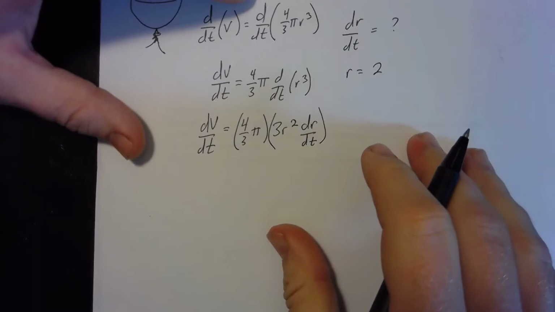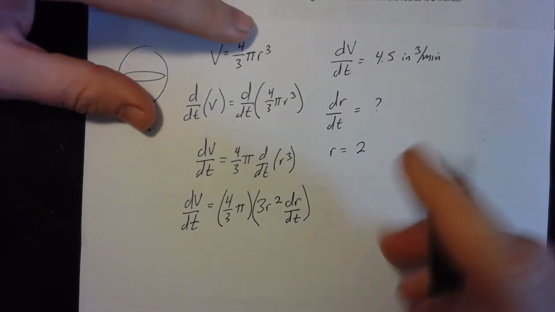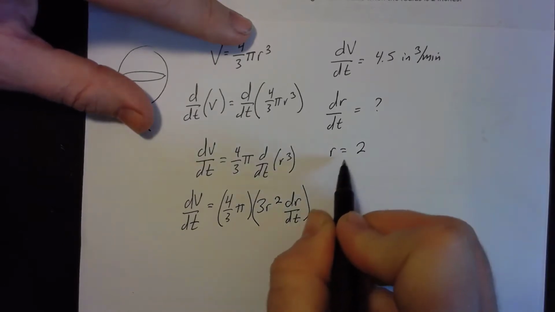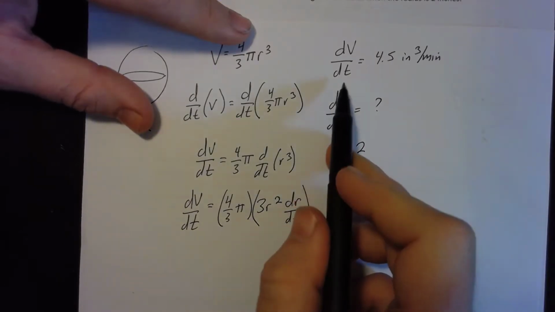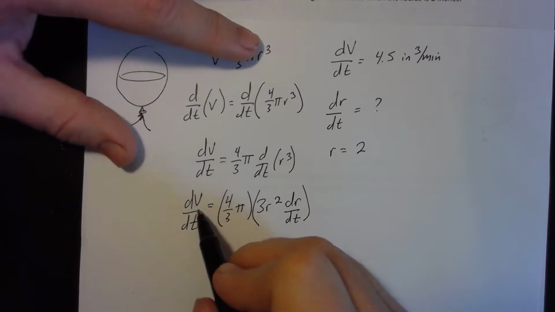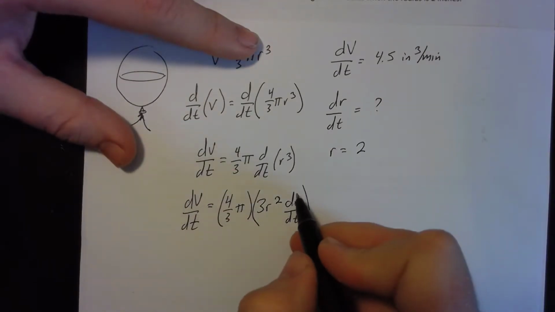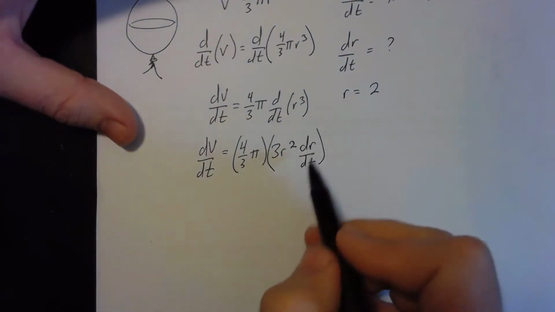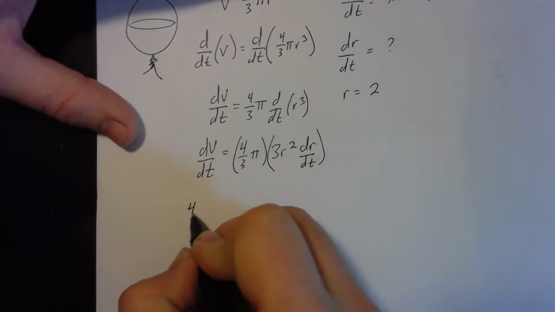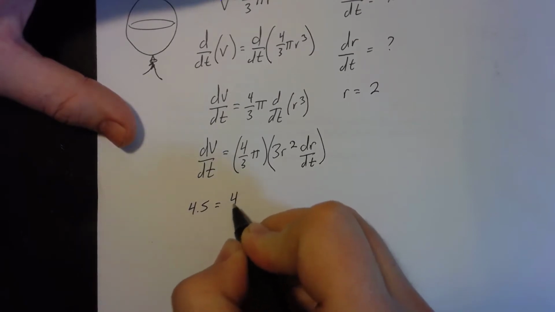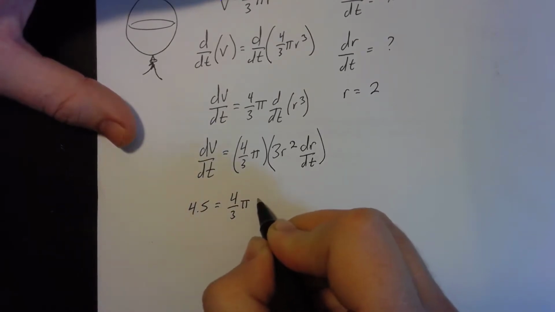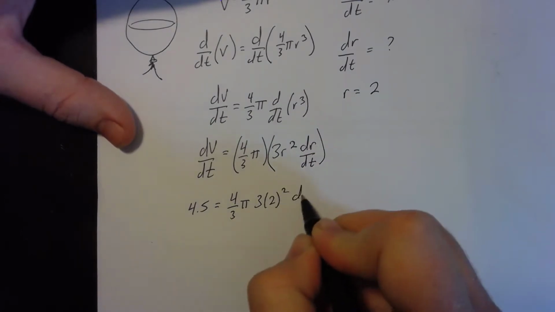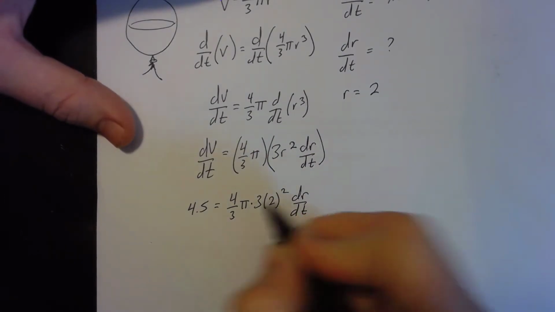My next step is to simplify this a little bit, and again, I'm looking for dr dt. You'll notice there's dr dt in this formula. I'm given r, so I can plug r in, and I'm given dV dt, so I can plug that in. The only thing missing a value is dr dt, which is what we're looking for. So I'll plug all of this in. My dV dt is 4.5 equals 4/3 pi times 3 times 2 squared times dr dt. This is all multiplication.